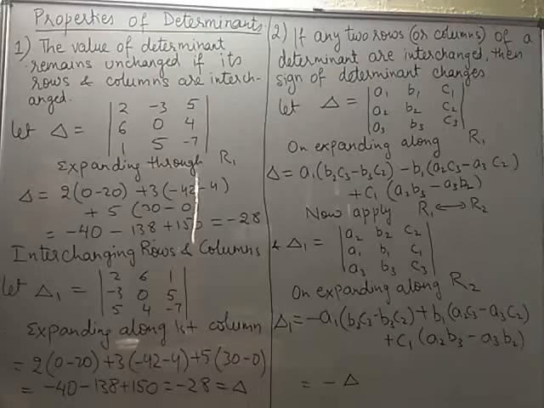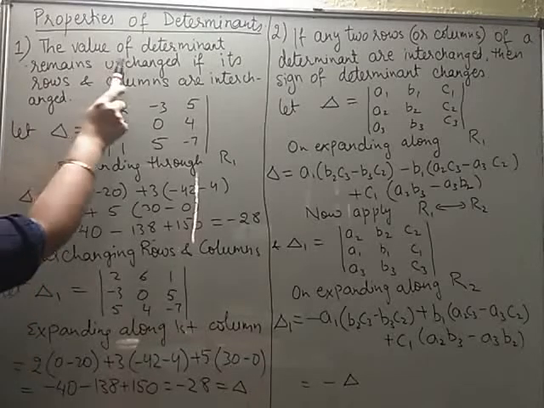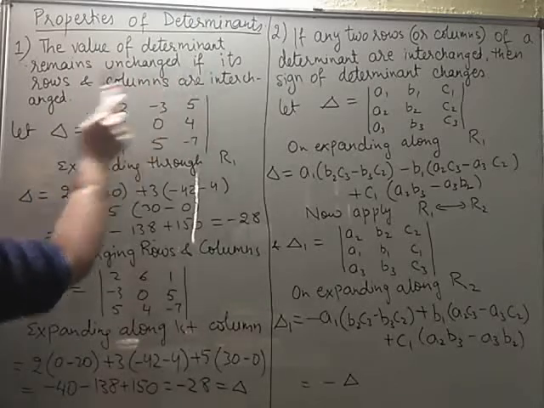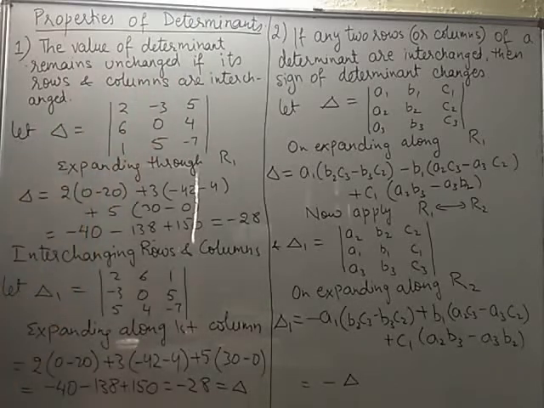Okay, going through the first property, it says the value of the determinant remains unchanged if its rows and columns are interchanged. That means first row is converted to first column, second row to second column and third row to third column. So according to the property, if we do that interchanging of rows and columns, the value of determinant will come out to be same. Let us verify it through an example.